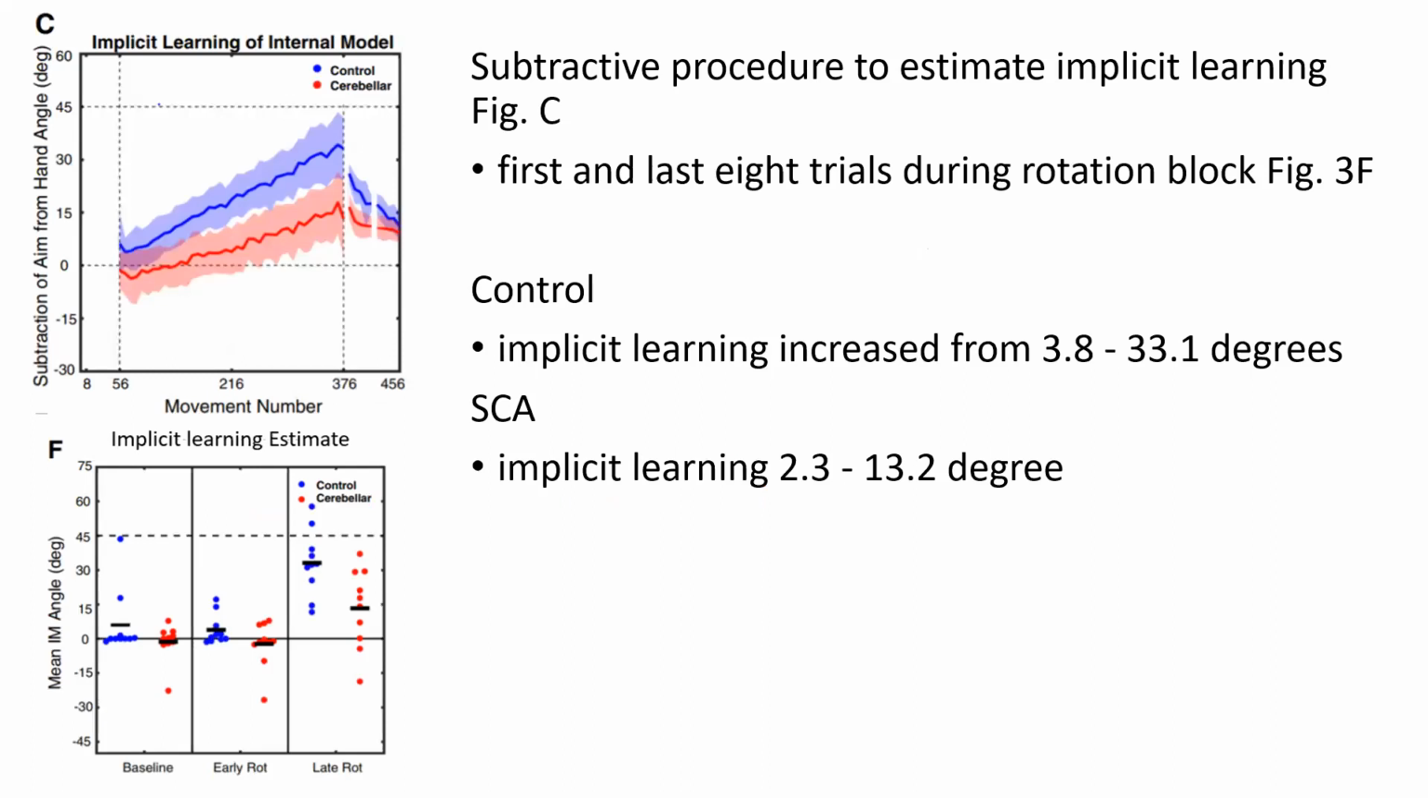Again, a subtractive procedure was used to estimate implicit learning. Statistical analysis focused on the first and last parts of the rotation block. For the control group, an increase in implicit learning from 3.8 to 33.1 degrees was observed, and an increase from 2.3 to 13.2 degrees for the SCA group.